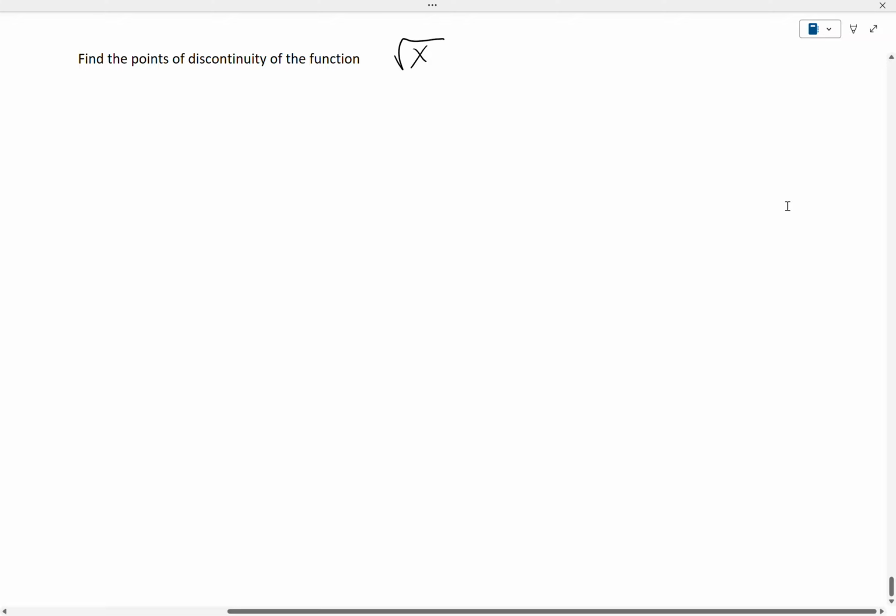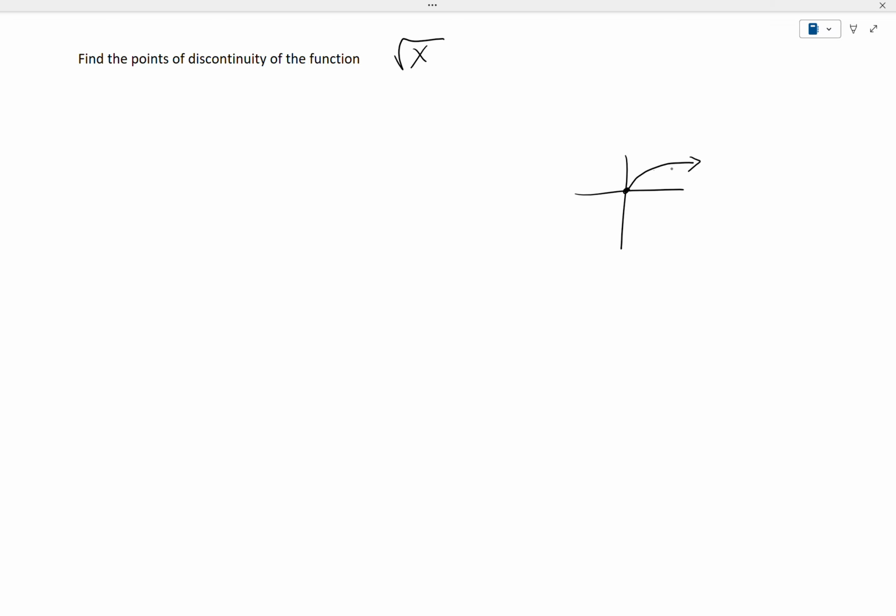In this video, this seems like a pretty easy problem. We're going to be looking at the continuity of the function root of x. So if you know anything about the basic functions, the root of x is going to look like this. Starts at the origin and goes like that over to the side. So just by looking at this, find the points of discontinuity.